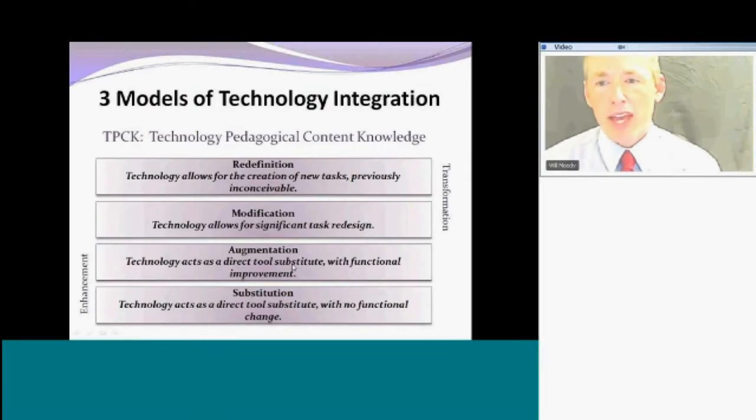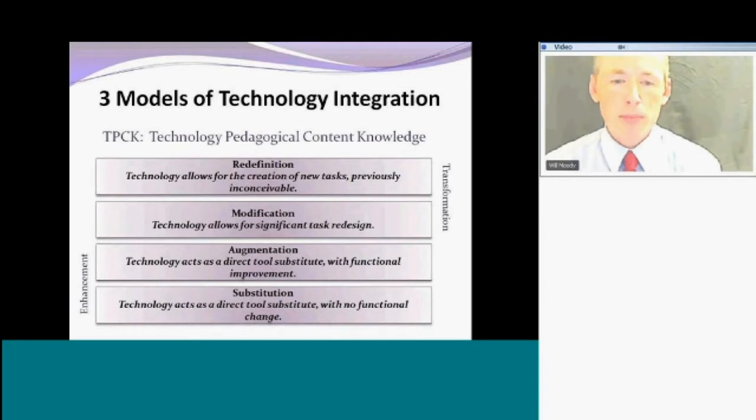As we get started, I'd like to show you just 3 models of technology integration. I refer to these pretty often as I'm planning and designing my lessons because they help me to remember to try and push myself and try and build my own capacity for integrating technology in new and different ways.